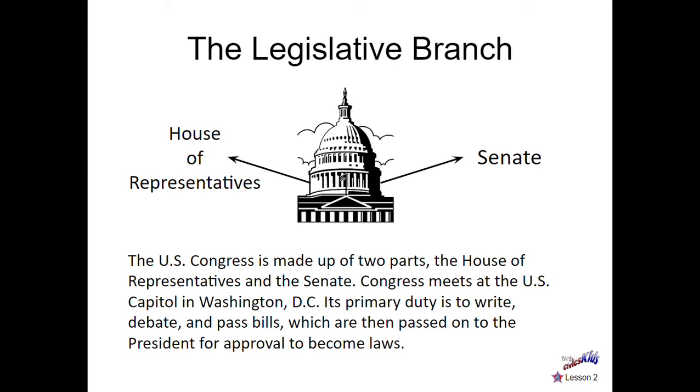Congress meets at the U.S. Capitol in Washington, D.C. Notice Washington, D.C. is not a part of a state. It's part of what we call the District of Columbia. The primary duty of the legislative branch is to write, debate, and pass bills. And then the president signs those bills into law, or he can veto it, and then it can be overridden again to turn it into a law if it's voted by 2/3 of the House that voted on it.